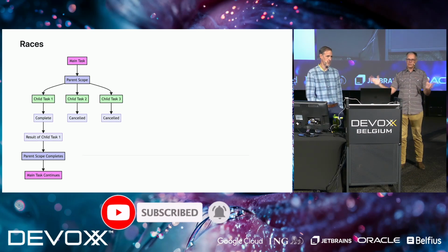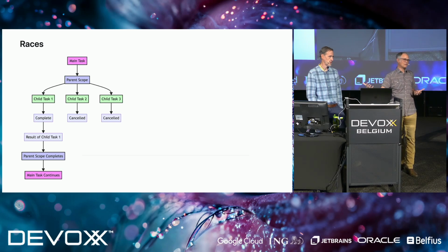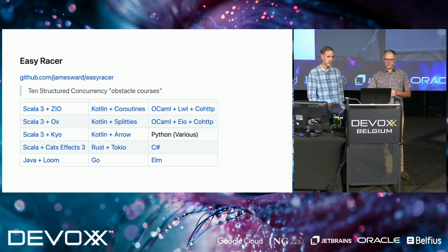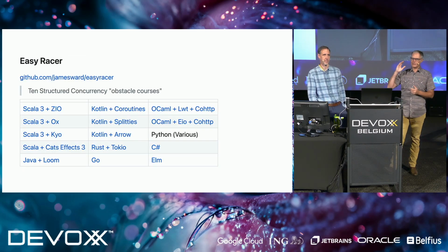But ultimately, you do want to be able to provide cancellation to those tasks that are the losers of the race. Okay, so that's our basics of races. We'll see some code for that in just a few minutes.